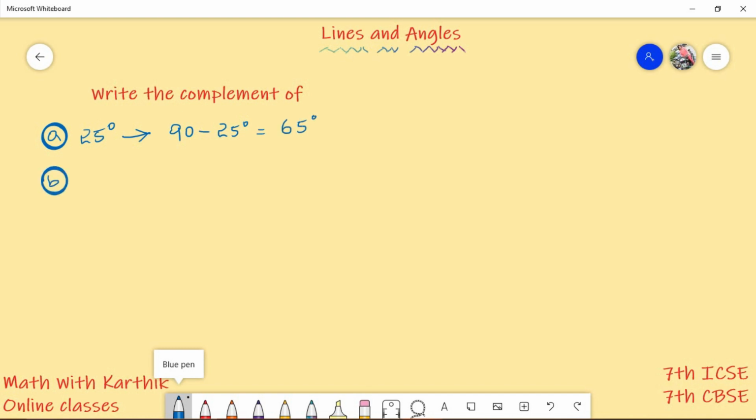Now let me take one more sum. What is the complement of x plus 5 degree? Very simple again, 90 minus of x plus 5. So minus sign inside, minus x minus 5. So that will be equal to 85 minus x degree.